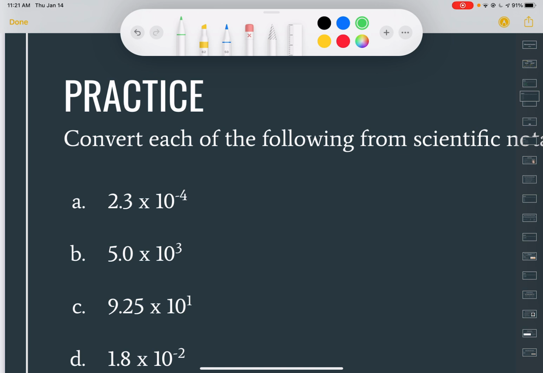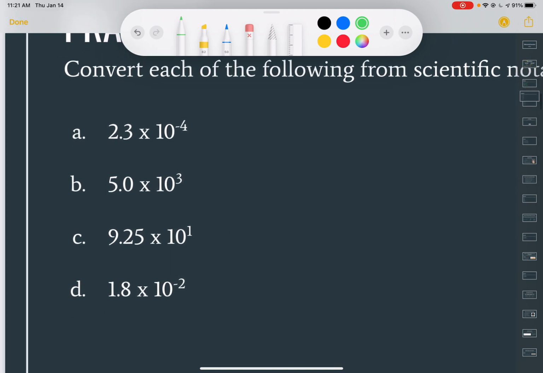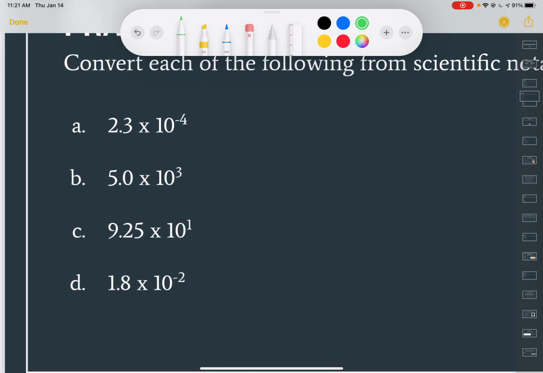Now they're going the opposite way. So they're saying convert each of the following from scientific to decimal notation. To do that, it's a little bit more tricky maybe in your mind, but it's not that bad. So how I always do this is, well, it's 2.3. I'm just going to write 2.3 here. Now, our next step here is to look at our exponent. Whoa, that's really big.